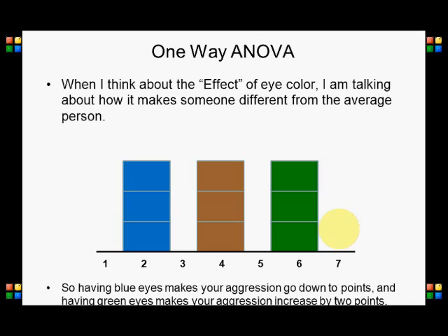So when I'm talking about the eye color effect in regard to aggression, I'm basically talking about how it makes people who have that quality different from the mean. Because people with blue eyes are 2 points below the mean, I say it has a negative 2-point effect. Because green eyes seem to be related to a 2-point increase in aggression, I call that a positive 2-point effect.